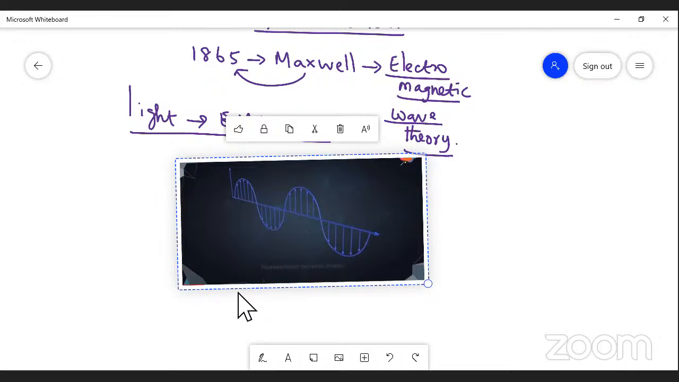You already know that there are two types of waves: transverse waves and longitudinal waves.